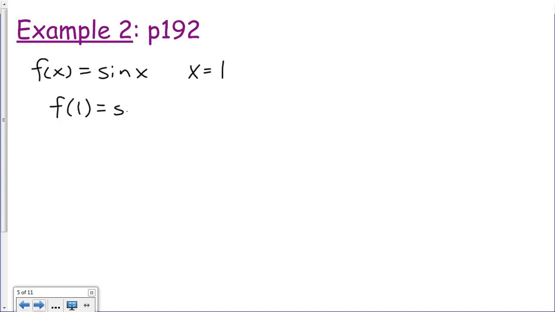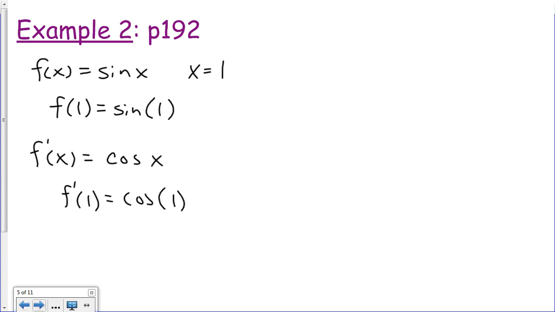F of 1 would equal the sine of 1. And I'm going to go ahead and leave it just like that. If you want to punch that in your calculator and get a decimal approximation, go ahead, but it's not going to be a nice number, so I'm going to just leave it like that. So I've got an x value, a y value. I just need a slope. So find the derivative. Derivative of sine is cosine of x. So f prime of 1 is equal to the cosine of 1. So there's our 3 parts here in essence that I need. I need a point, which is an x value and a y value, and I need a slope. And so from those 3 things there, we should be able to come up with the linearization or the tangent line for this function. So let's just do that over here to the right.